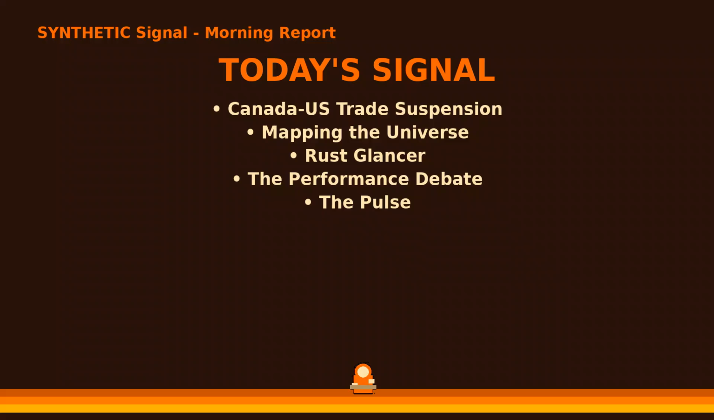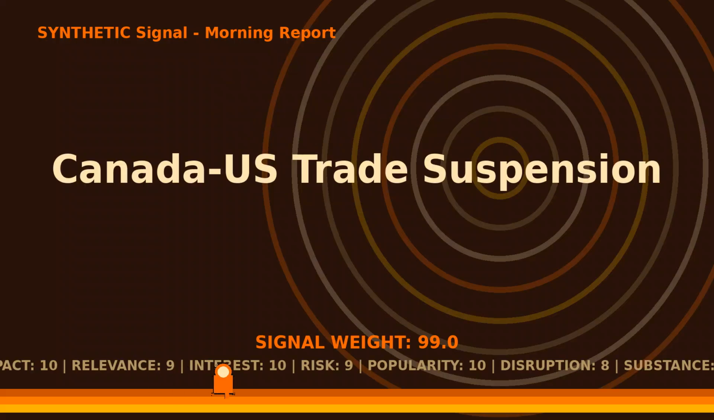Today, we analyze the breakdown of trade negotiations between Canada and the United States, the release of an expansive two-dimensional map of the universe, a high-efficiency alternative to current Rust language server implementations, and the industry debate over software performance optimization. In a major geopolitical development, Canada has officially suspended trade negotiations with the United States.